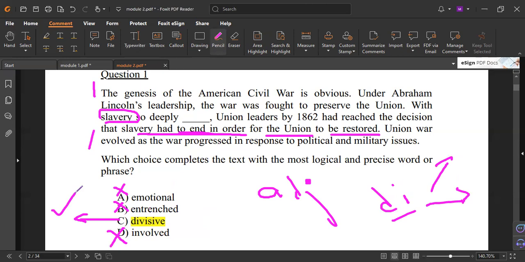That's why, as I told you, we always choose the best word for the best context. For example, ask yourself, why we have this word? Because Union war evolved as the war progressed, and evolved already means progress. And he said as means when. So Union war did what? As the war progressed. So the Union war will continue, evolve, if the war progressed in response to political issues. So this word here is the best word. That's why we choose words like that. Feel it? Yes.